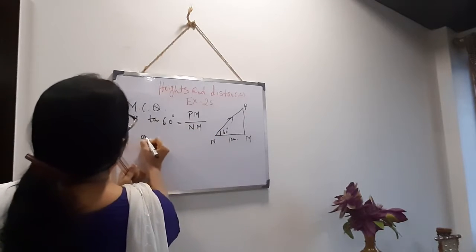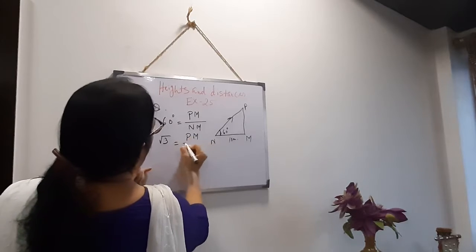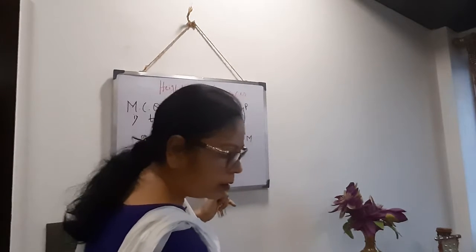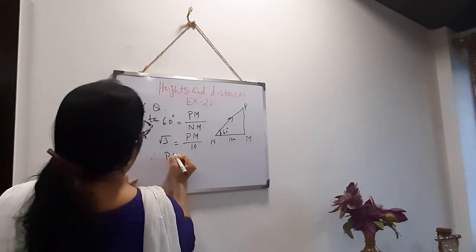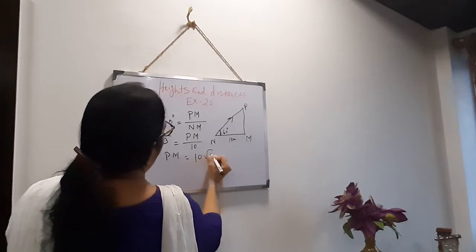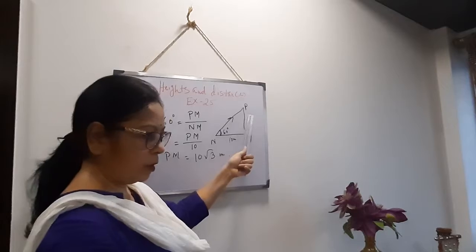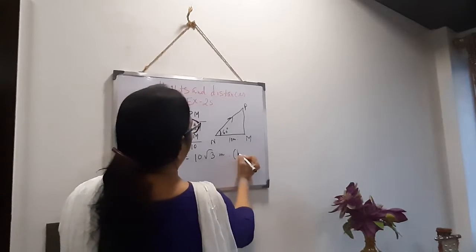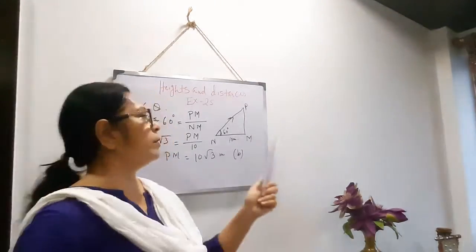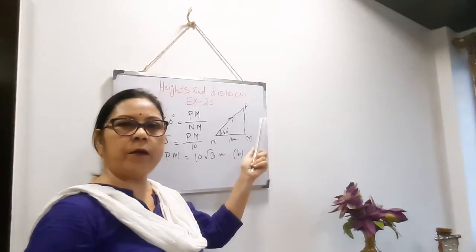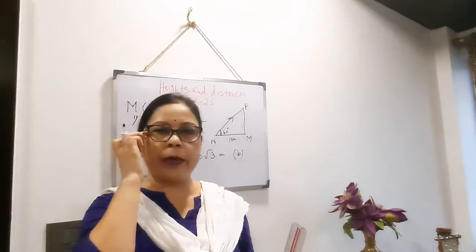Now you know the value of tan 60 is root 3, PM is unknown and this is 10 meter. So PM is coming 10 root 3 meter. This is the height of the tower. This is option B. I think it is clear. Here I have applied tan. Why? Since base is given, you have to calculate perpendicular. So you know tan is related to perpendicular and base.